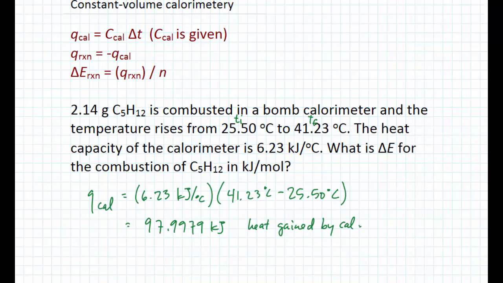Okay. Then what? Ultimately, I want to get delta E. Take a look at our equations. What should we do next? Remember, this was heat gained by the calorimeter, but we're interested in the reaction. Yeah, so Q reaction. So what do we do for that? Yeah, that's easy. Change the sign. That's the heat lost by the reaction.